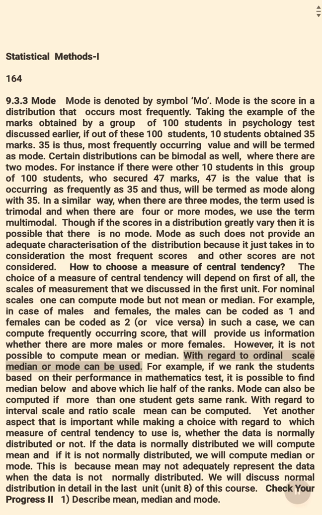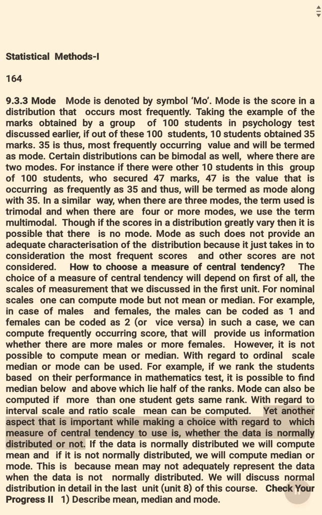With regard to ordinal scale, median or mode can be used. For example, if we rank the students based on their performance in a mathematics test, it is possible to find the median below and above which lie half of the ranks. Mode can also be computed if more than one student gets the same rank. With regard to interval scale and ratio scale, mean can be computed.